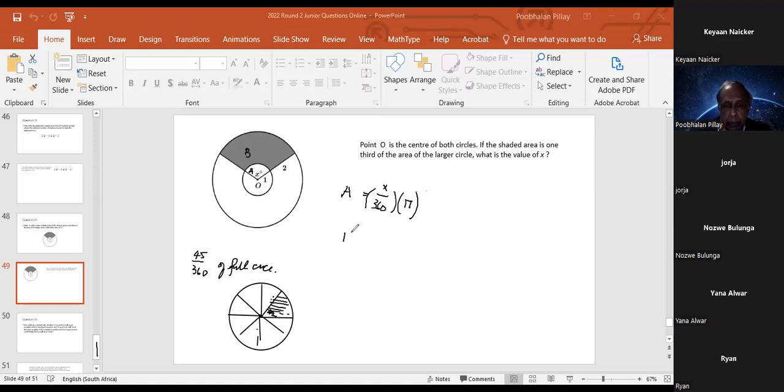Okay, let's have a look at B. Well, we don't know A, but we do know A plus B. We need to calculate B, right? The shaded part. But A plus B is this pizza piece, right? In other words, I'm adding all these guys here. That's A plus B. And for the same reason, you still got x inside. It will still be x over 360.